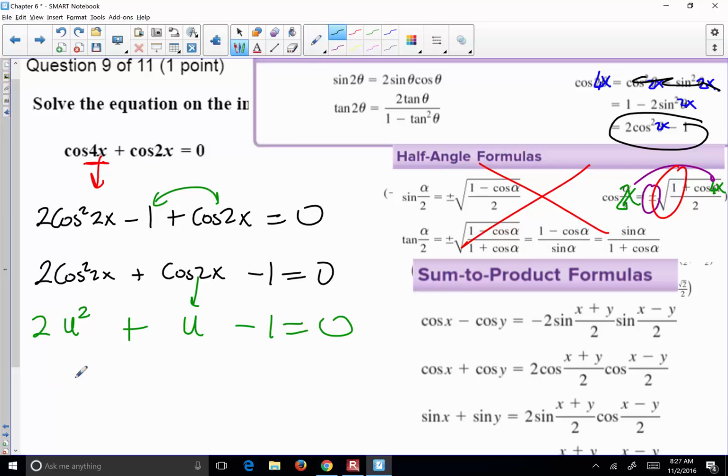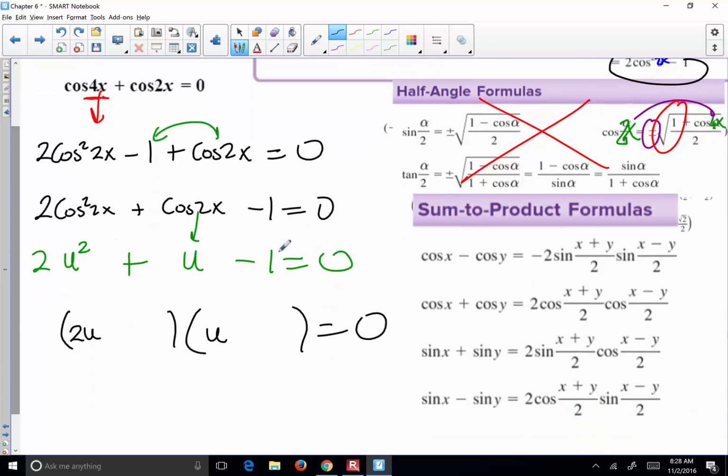Alright, let's break this again. It keeps becoming the same equation, right? Somehow, maybe this number changes, but we always have 2u and u. Help me figure out the missing parts. Come on, how many different ways can you break minus 1? It breaks as 1 and minus 1, right? You don't have a choice. Really? You have a choice. This is the wrong pair.